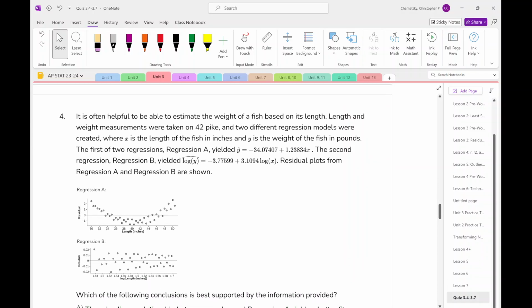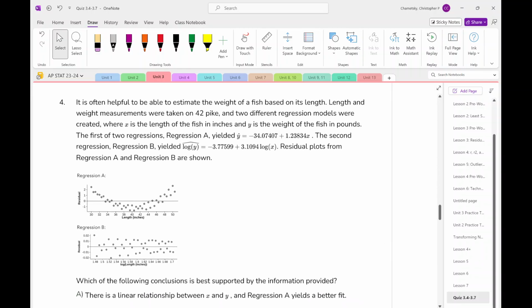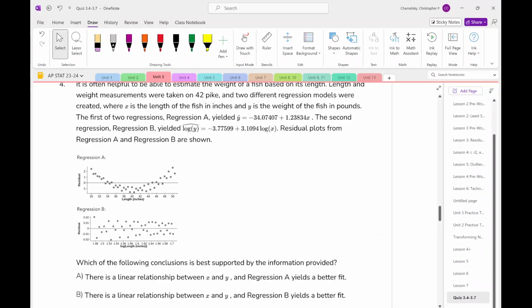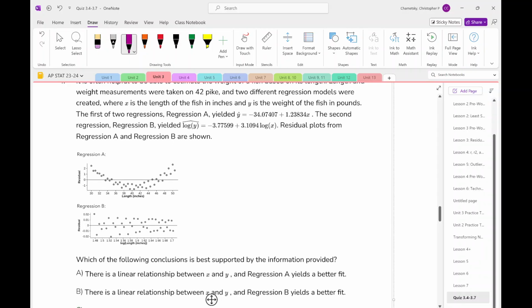It is often helpful to estimate the weight of fish based on its length. Length and weight measurements were taken on 42 pike, and 2 different regression models were created, where X is the length of the fish in inches and Y is the weight of the fish in pounds. Regression A yielded y hat equals negative 34.07 plus 1.2834x. So that's the equation for regression A.